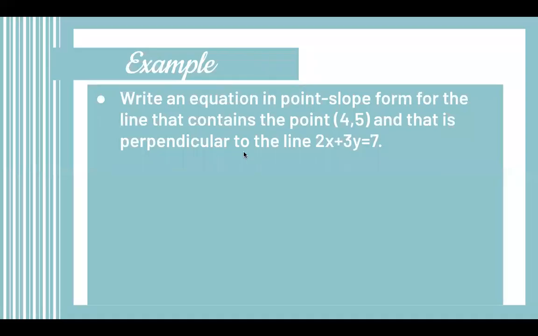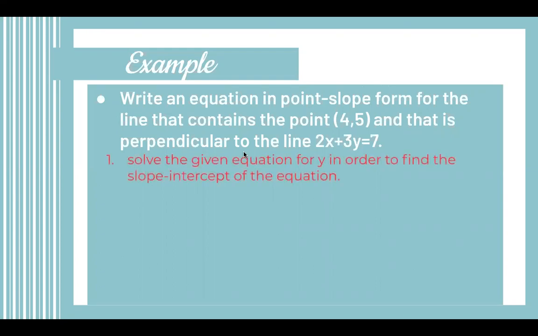Our third example is write an equation in point-slope form for the line that contains the point (4, 5) and that is perpendicular to the line 2x plus 3y equals 7. So first, solve the given equation for y in order to find the slope-intercept form of the equation. So we'll have y equals negative 2/3 x plus 7/3. We get that by moving 2x to the other side and dividing by 3.